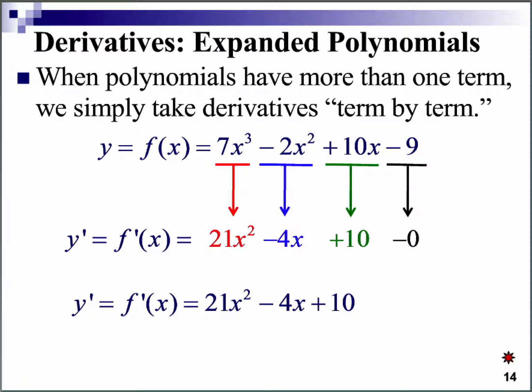And so we say that our derivative is 21x squared minus 4x plus 10. That's an equation or a formula that tells me how the original function f is changing. So if I'm given f at the top here of this slide, then this new equation, 21x squared minus 4x plus 10, tells me everything I need to know about how the original function is changing. So we'll explore that more here in a minute.